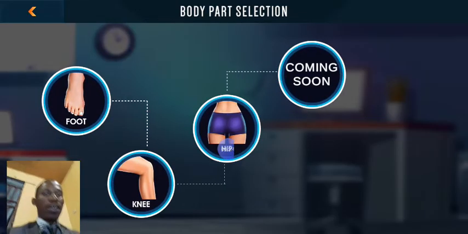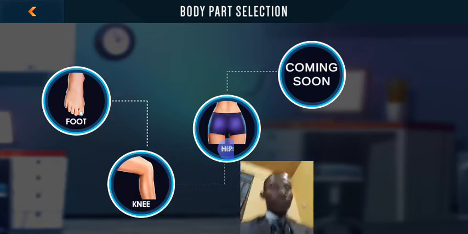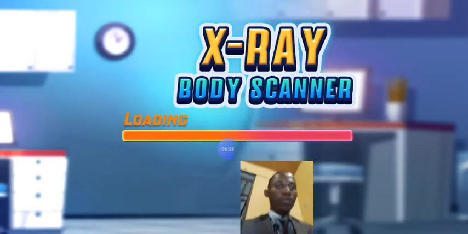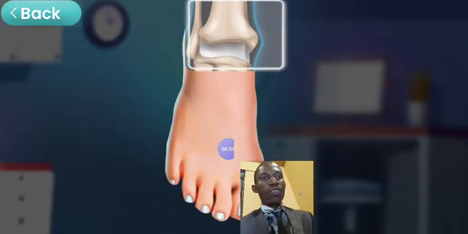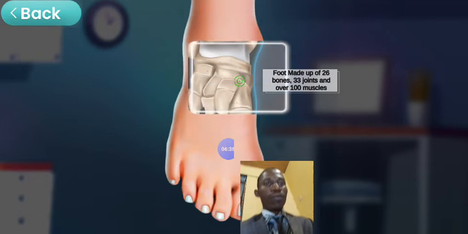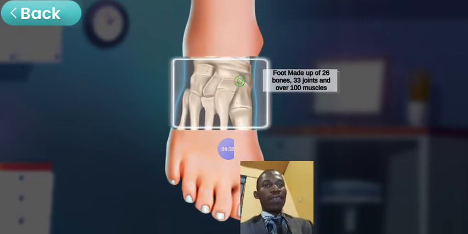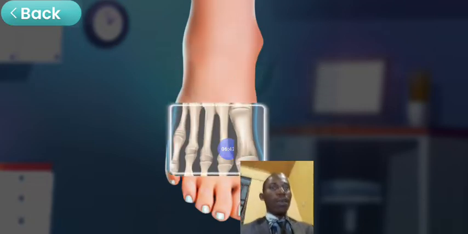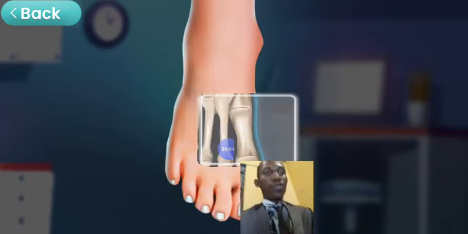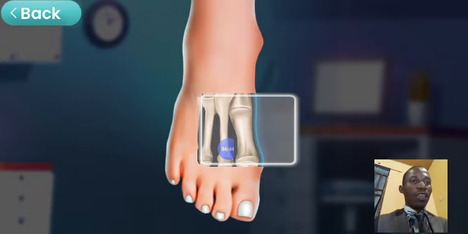Now let's take a look at the feet. At this foot bone, there is a joint where the two bones, the tibia and the fibula meet. They form a joint with the tarsal, metatarsal, and phalanges. So this is what I have for you in the quest.